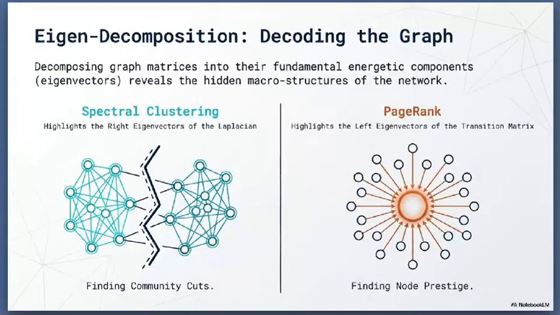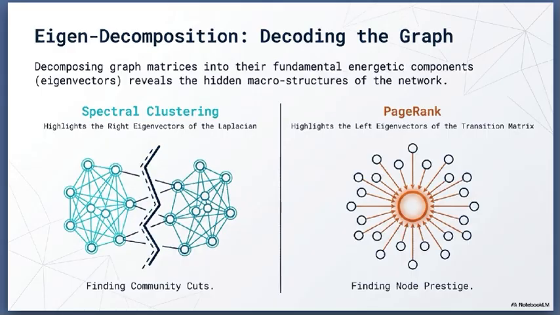Yes, eigendecomposition. The deck calls eigenvectors the fundamental energetic components of the matrix, which sounds like poetry, but what actually is an eigenvector in this context? Think of striking a large bell. The bell is a complex physical object, but when struck, it vibrates at very specific natural resonant frequencies. Eigenvectors are the mathematical equivalent of those resonant frequencies. Oh, I see. By decomposing the graph Laplacian matrix into its eigenvectors, we reveal the hidden macrostructures of the network. We see the natural frequencies of how data or influence flows through the connections.